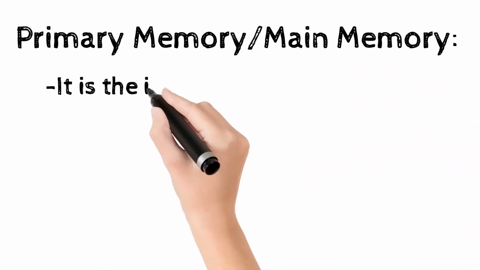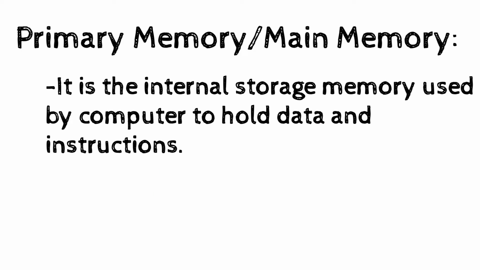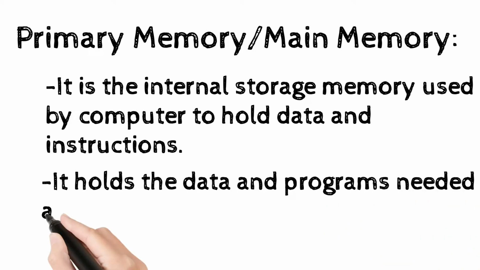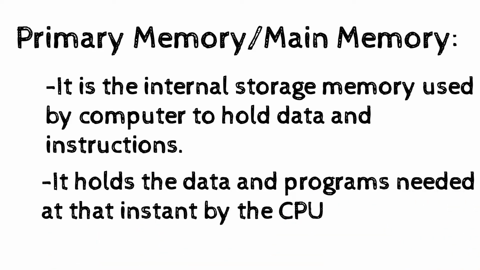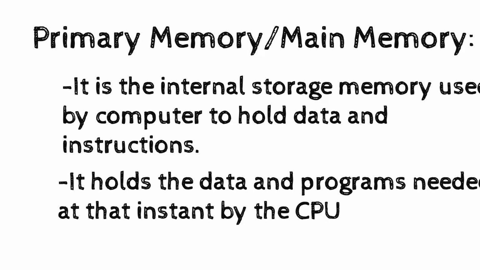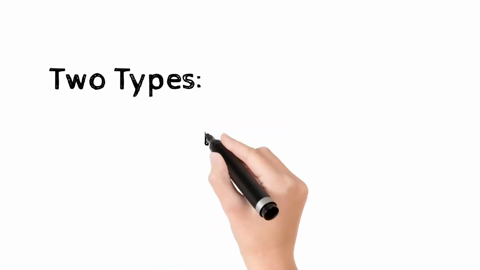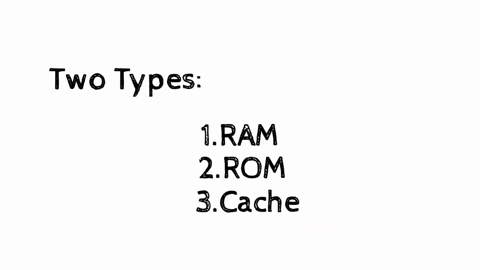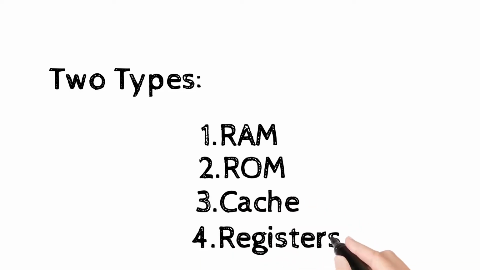Primary memory is also known as the main memory. It is the internal storage memory used by the computer to hold data and instructions. It holds the data and instructions needed at that instant by the CPU. The primary memory has limited storage capacity. There are four types of memory: RAM, random access memory, ROM, read-only memory, cache, and registers.